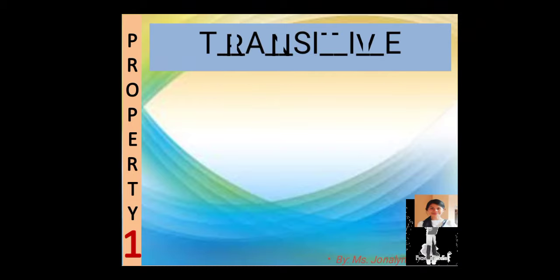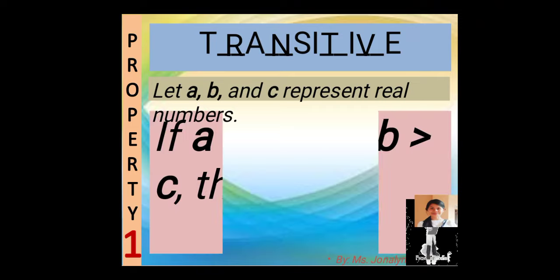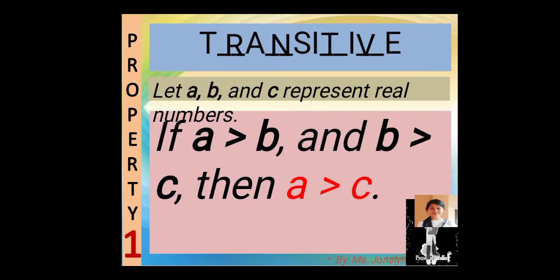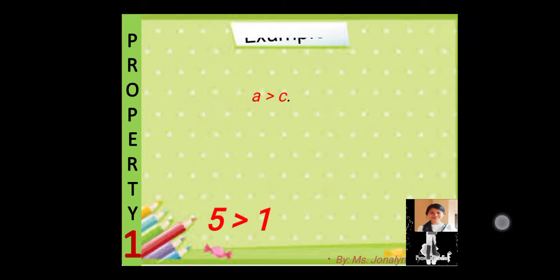The first property we have is the transitive property of inequality. Here we let A, B, and C represent real numbers. And this property states that if A is greater than B and B is greater than C, then A is greater than C. Let's take some examples.